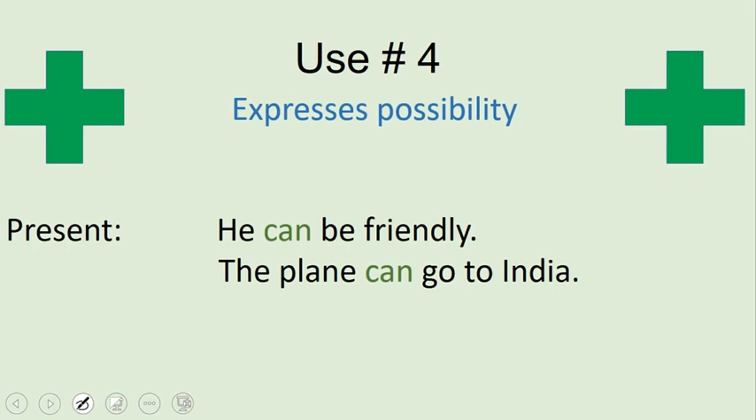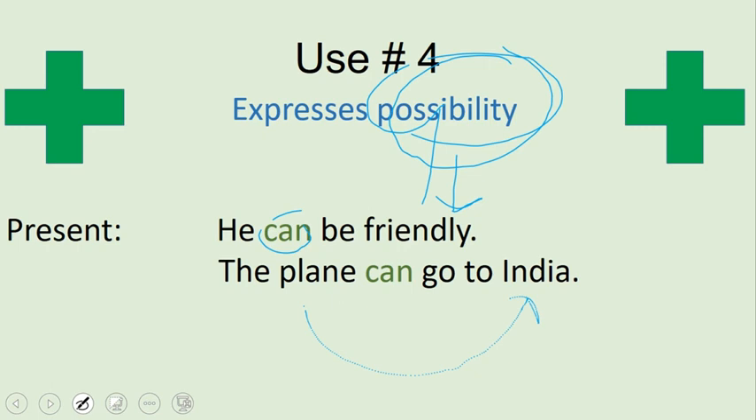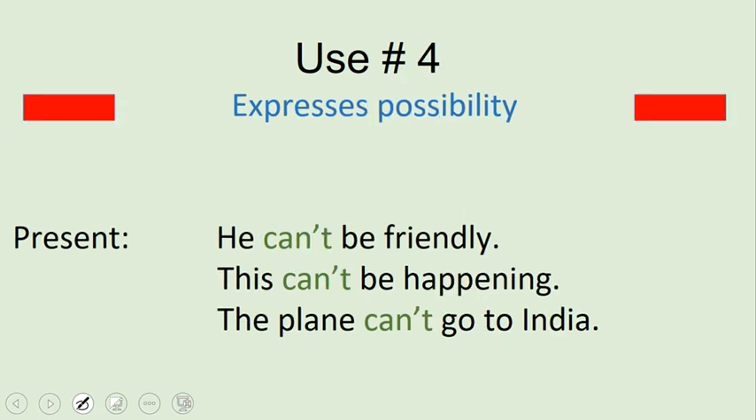This expresses possibility. For instance, he can be friendly means that there is a possibility that he is friendly. Or the plane can go to India, meaning there's a possibility that the plane can go to India. And the negative. He can't be friendly. It is not possible that he is friendly.